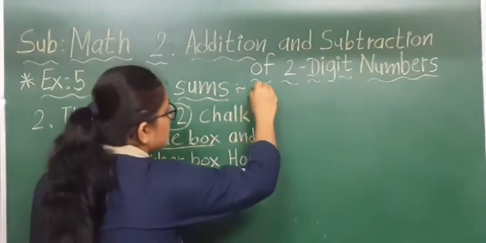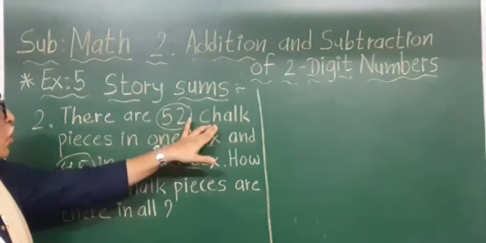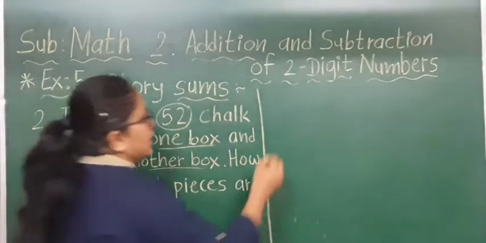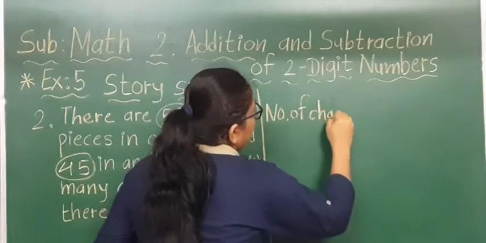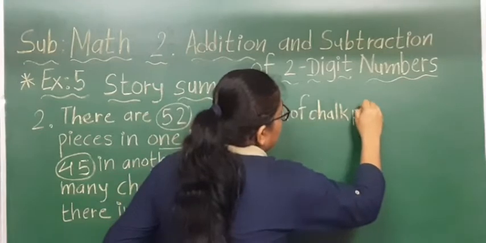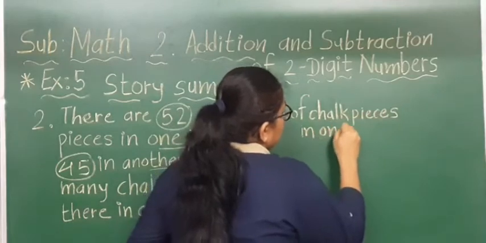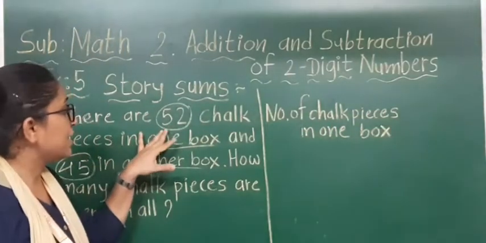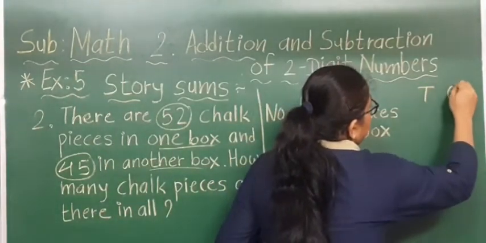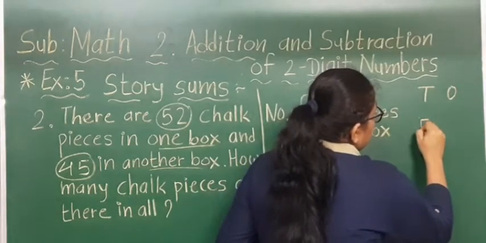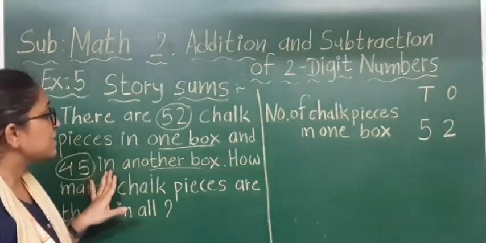So first, how to solve this sum? Let's see. So here first you have to write the number of chalk pieces in one box. So how many pieces are there in one box? 52, right? So here we have to write down the tens place, ones place, and the first number is 52, right? Now let's see the chalk pieces in another box.